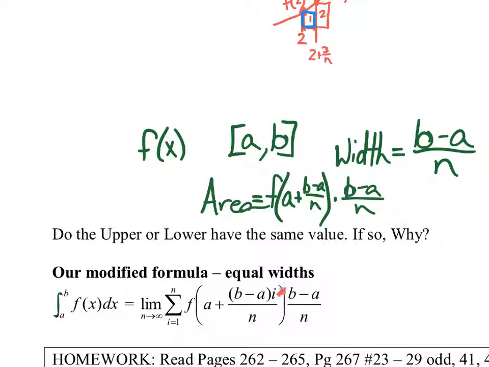And you can see here, we did the same thing that we did with the right-hand side up there. We've got the width of the rectangle, b minus a over n, times the height of the rectangle, which is f of our left side of the interval plus the width times however many rectangles we've done already. So that is our formula for a definite integral on an interval from a to b.